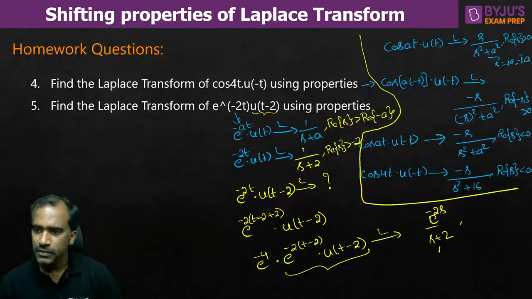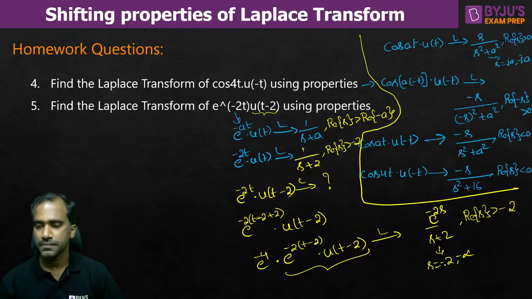What happens to the ROC? There are no new poles created. Here the only pole is minus 2. Here the poles are minus 2 along with minus infinity. If you put s equal to minus infinity in the numerator, then the Laplace transform becomes infinity. So s equal to minus infinity is also a pole. Is that part of the ROC already? No. Real part of s greater than minus 2 means the values are from minus 2 to plus infinity. Minus 2 to plus infinity does not include this pole. So the ROC will not change: real part of s greater than minus 2. So this ROC does not include these poles.